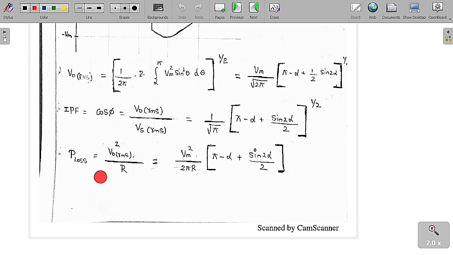If you want to find how much power is absorbed by the load, the power absorbed by the load is equal to V0 RMS whole square by R. We know the V0 RMS value, just square it and divide by R. So we are going to get this much power absorbed by the load.